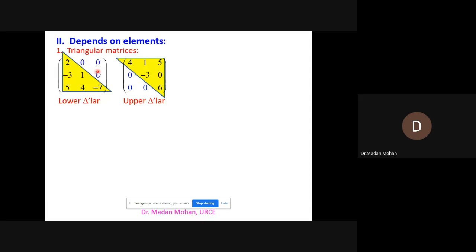Therefore, a matrix is said to be lower triangular if its entries Aij are 0 for I less than J. It means these three are zeros. Aij equals 0 for I less than J. Then we say that the matrix is lower triangular. Now tell me upper triangular. When do you say a matrix is upper triangular?